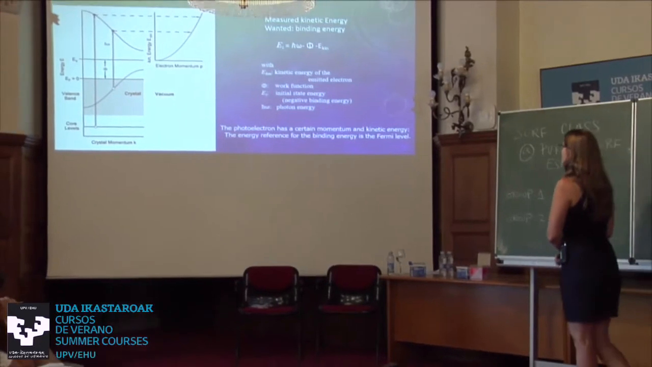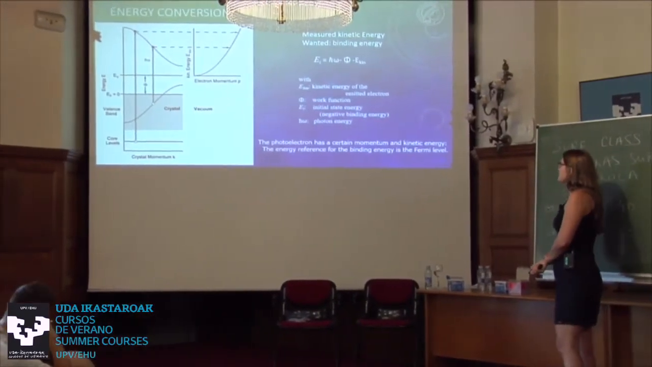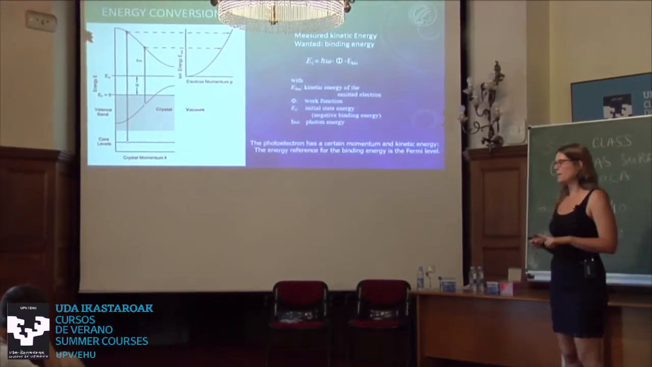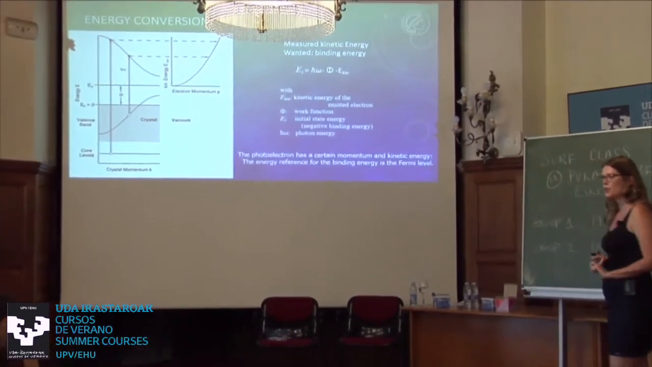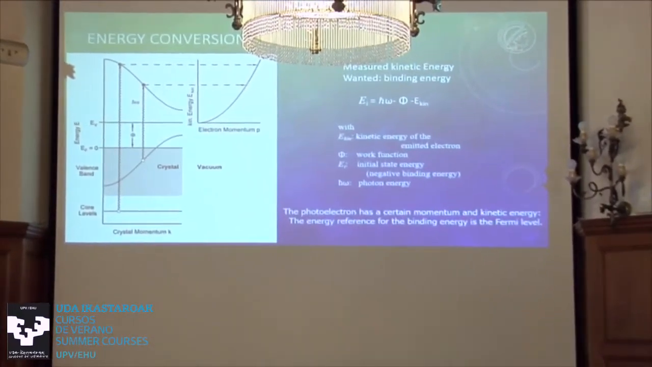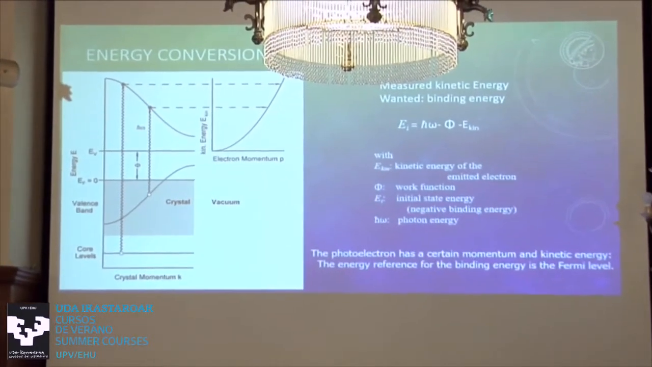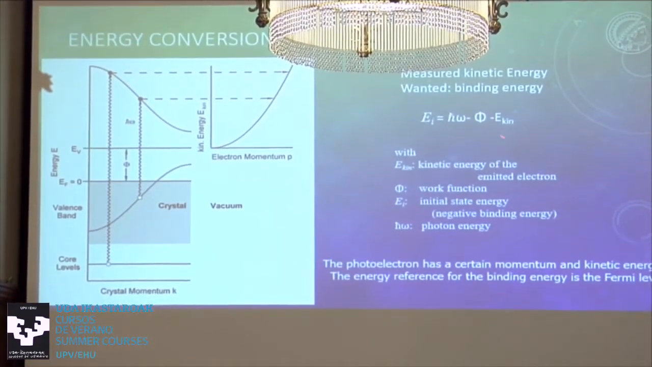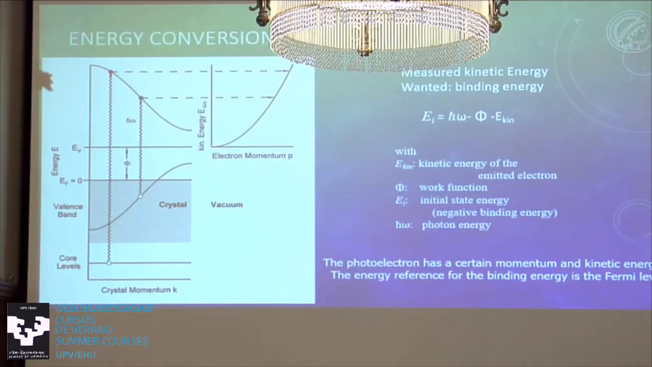Okay, so what we measure when we do an ARPES experiment is the kinetic energy of the electron ejected, but we actually want to convert it to the binding energy to have an idea of how the electrons are bound in this and to get an idea about the electronic structure. And so this is a very simple conversion where you just take your photon energy and you subtract the work function and the kinetic energy you measure, and you're done.